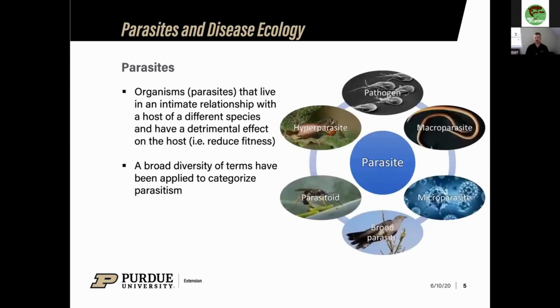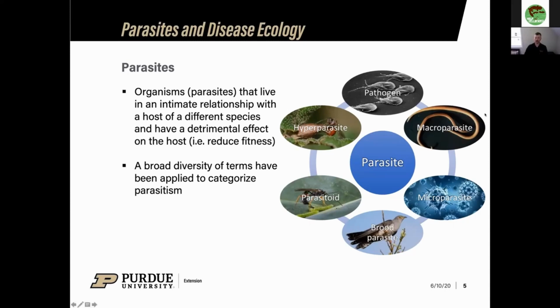And also, I just want to briefly talk about what an actual parasite is, right? These are organisms that live in an intimate relationship with a host of a different species and have a detrimental effect on that host. So in other words, they're going to reduce the fitness of that host species. This could be the survival, the reproduction, or even just the body quality of that individual.